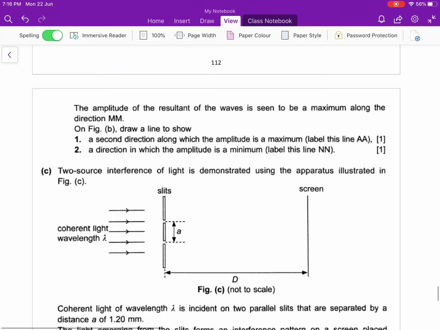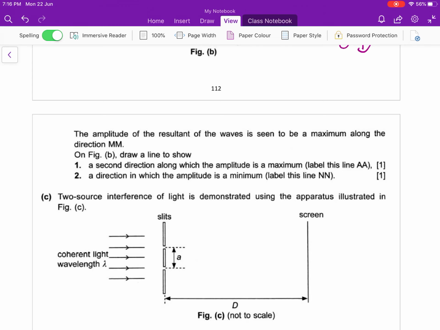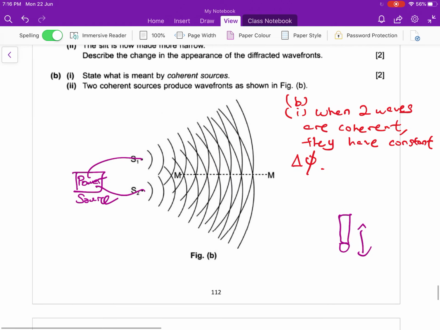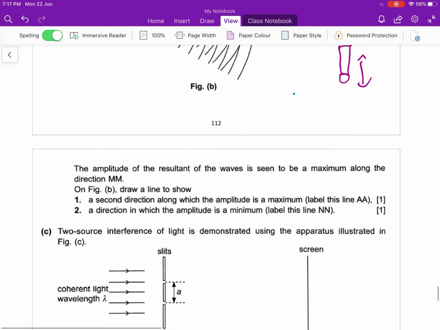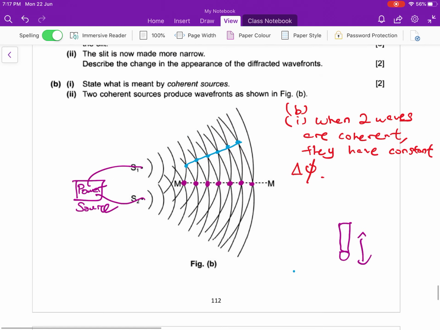Okay, so the amplitude of the resultant wave is seen to be a maximum along direction MM. So 我们的 MM 是我们的 constructive interference, right? Okay, so 你要怎么知道是 constructive interference? 很简单, 你 just make sure 这两个 wave 有交叉, intersection. 他们两个 wave 会交叉在一起. 这里也是一个 constructive interference, 你 just connect 这蓝色的 dot 就可以了. So 我们 label as 我们的 antinode 啦.